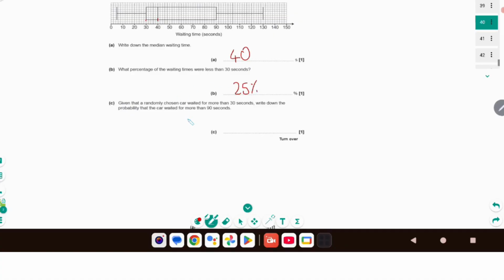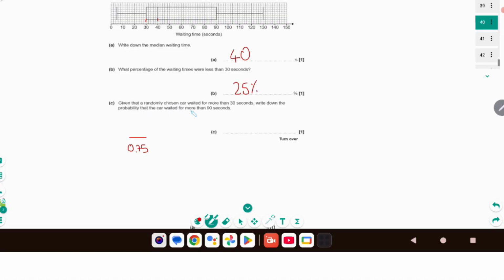Given that a randomly chosen car waited for more than 30 seconds, write down the probability that the car waited for more than 90 seconds. Okay, so for this question, we don't know how many cars there are, but if we can deal in proportions, we know the chosen car waited for more than 30 seconds. So it's out of 75% of the cars, or 0.75.